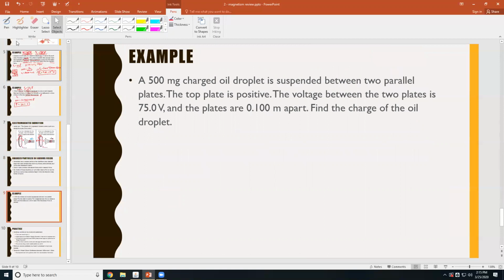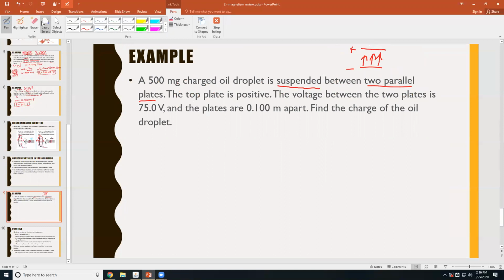So here's an example where we have a 500 milligram charged oil droplet that is suspended between two parallel plates, okay? What you might remember, it's been a while, I know, but parallel plates will actually produce a uniform magnetic field, or sorry, electric field in between. So in other words, everywhere in between two parallel charged plates, the electric field is the exact same magnitude the whole way through. Now in this question, it's telling us the top plate is positive, so we can assume the bottom plate, of course, is negative.